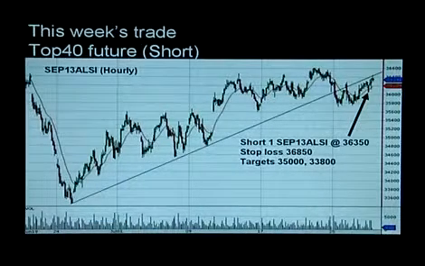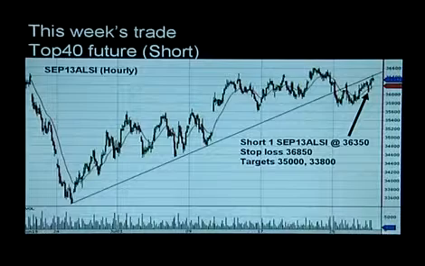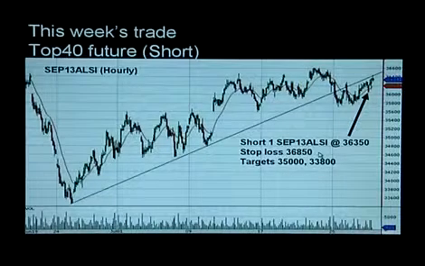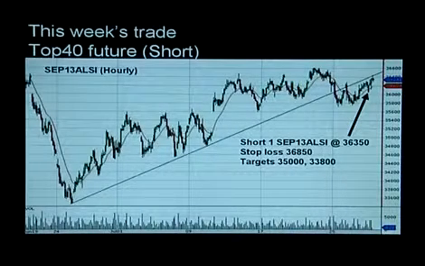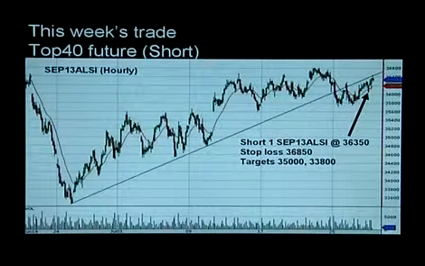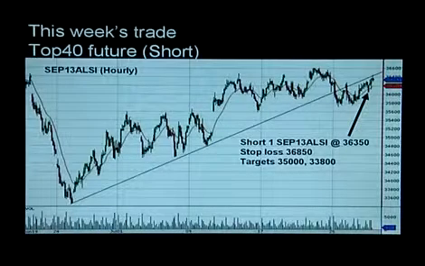So effectively I'm taking an exposure here of 363,000 Rand on the short side. My stop loss is 36,850, so that's 500 points higher. And my targets are 35,000 on the downside and 33,800 potentially if we were to see a deeper sell-off. Okay. So that's basically what I'm seeing from a shorter term perspective.